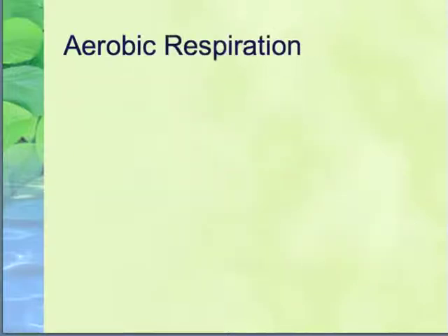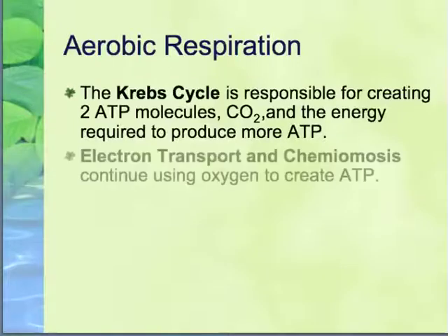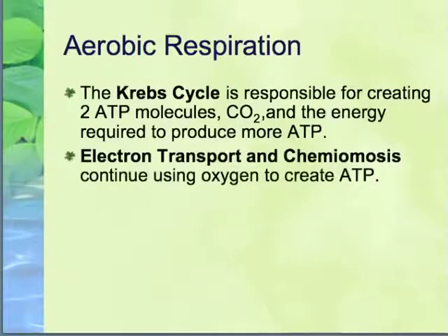All right, aerobic respiration. Now, we've already covered anaerobic respiration. Fermentation, glycolysis, that's what we just talked about. That's anaerobic. Now let's add oxygen. The Krebs cycle is responsible for creating 2 ATP molecules from CO2 and the energy required to produce more ATP. In other words, the Krebs cycle gets started up, and then what happens is it produces enough energy to power the rest of the process. Okay, so it's making the energy that we need. The electron transport chain in a process called chemiosmosis continues using oxygen to create ATP.